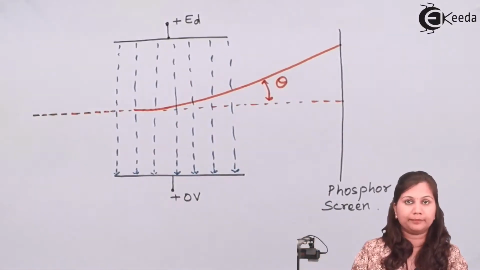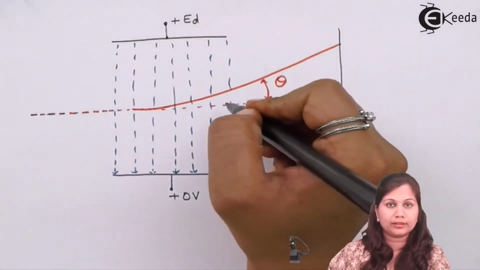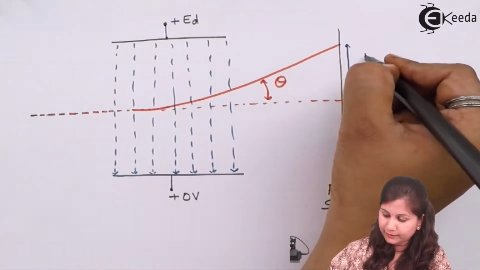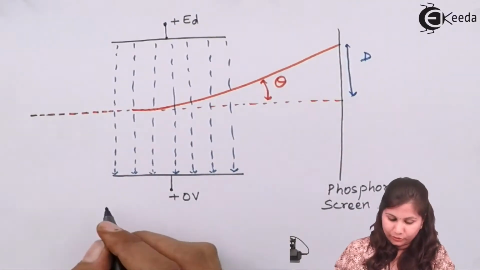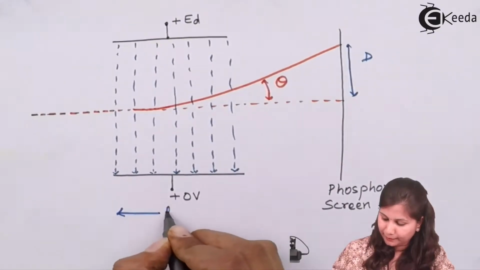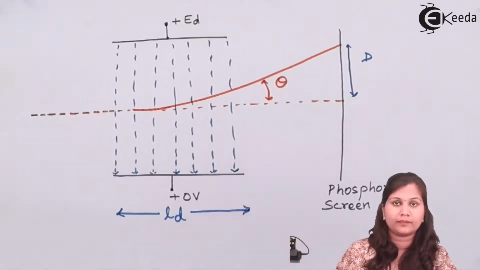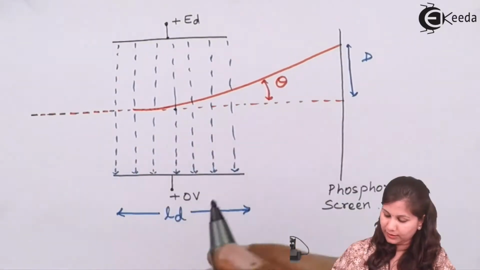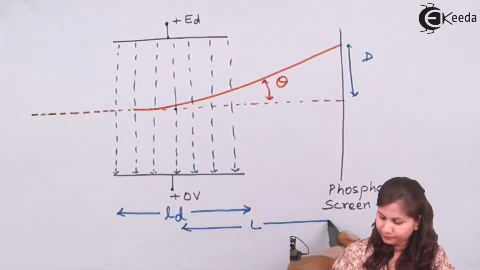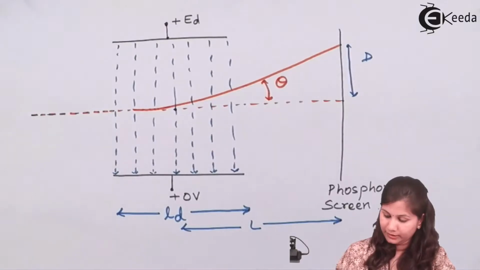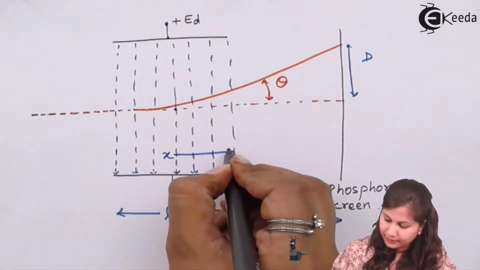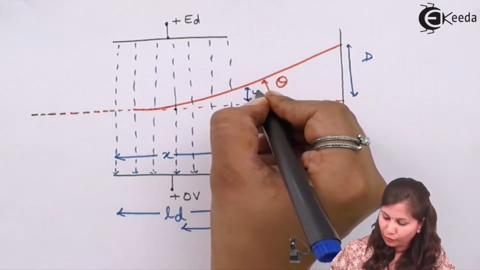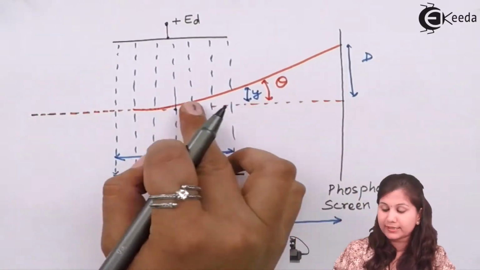is called theta. Now this deflection of the electron from the straight line, suppose this is called d. The length of the deflecting plates is suppose LD. The length from the center of the deflecting plates to the screen, suppose it is capital L. X is the length of the deflecting plates and Y is the deflection from the straight line of this electron.